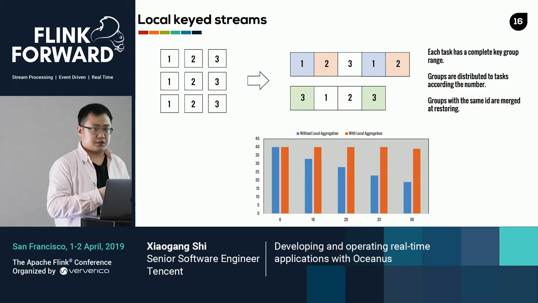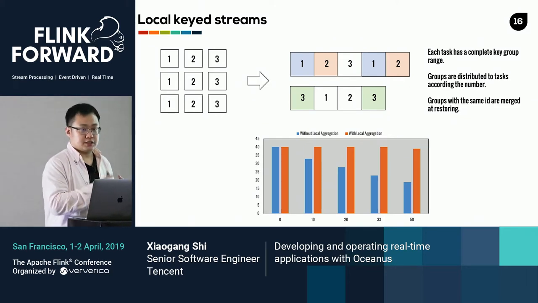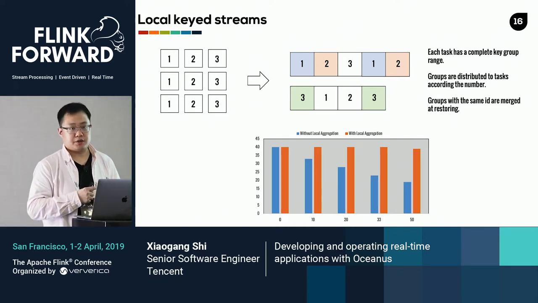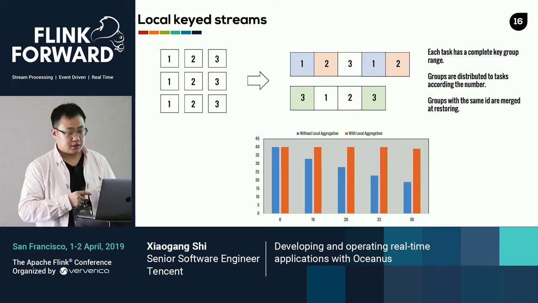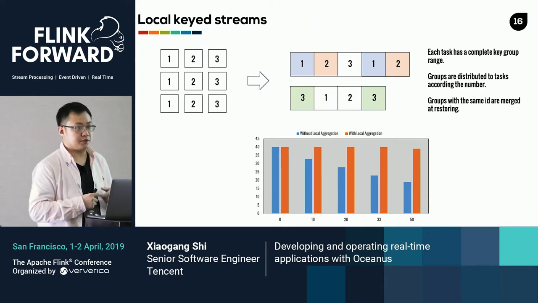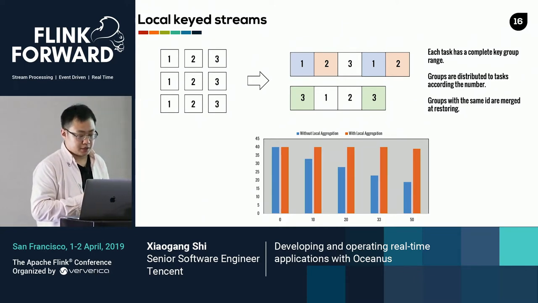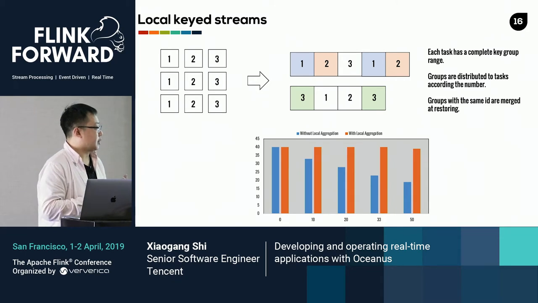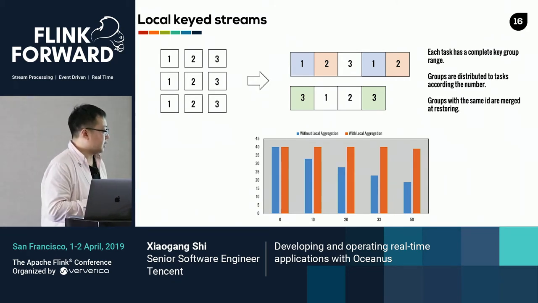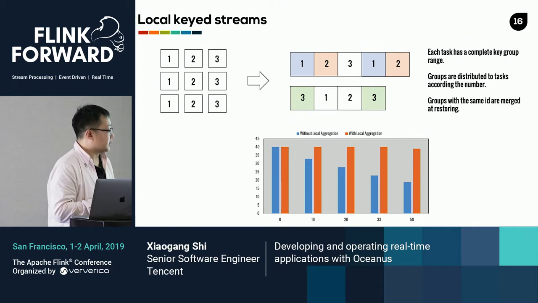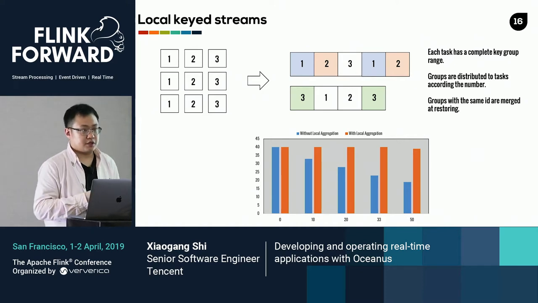The merging of states is easy for list state, reducing state, and aggregating state. For value state and map state, users must provide the user-defined merge operators. Otherwise, they cannot access this type of state in local keyed streams. As we can see in the figure, we compare the performance of the program with local aggregation and without local aggregation. When the degree of skewness increases, we can see that the performance of the program without local aggregation downgrades greatly, while the program with local aggregation is nearly not affected.